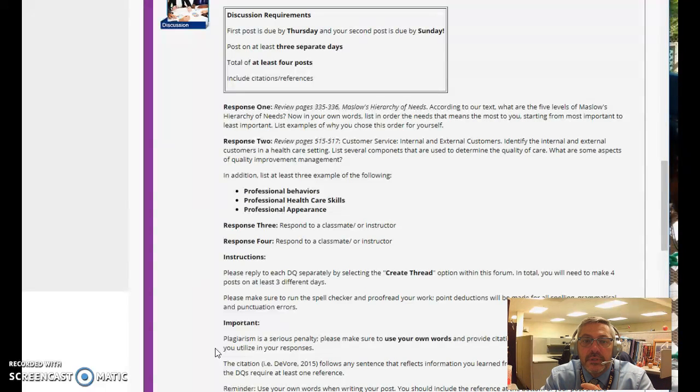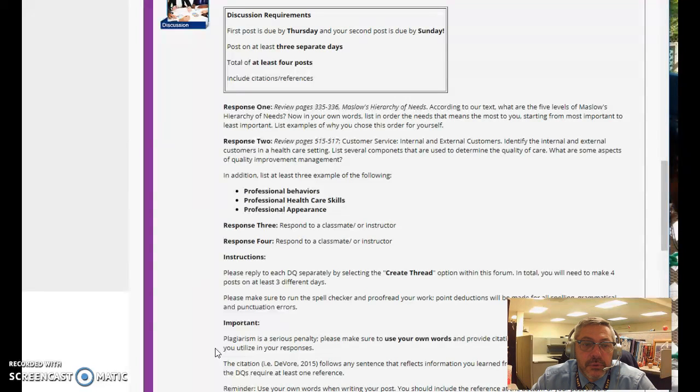List several components that are used to determine the quality of your care. So within your reading, there's a whole section on quality of care, and there's several different examples of different components used to determine what good quality of care is, or how the quality of care was delivered. Was it good? Was it bad? Indifferent? And then what are some aspects of quality improvement management?